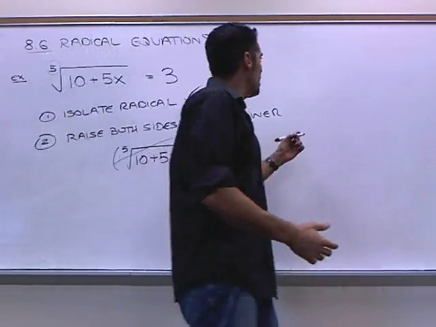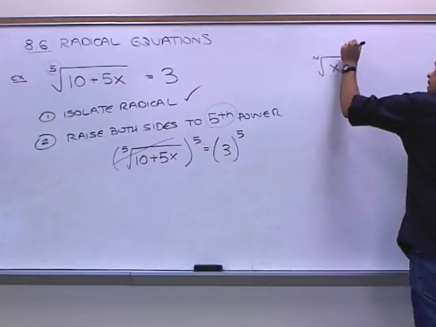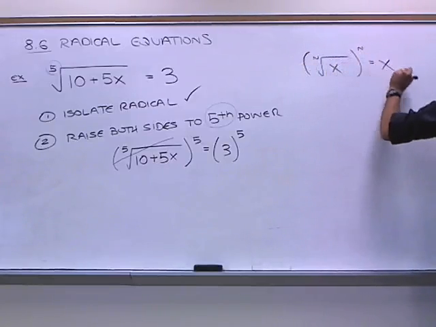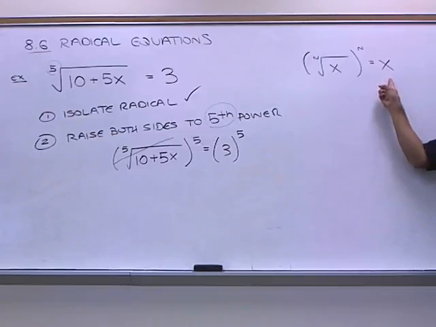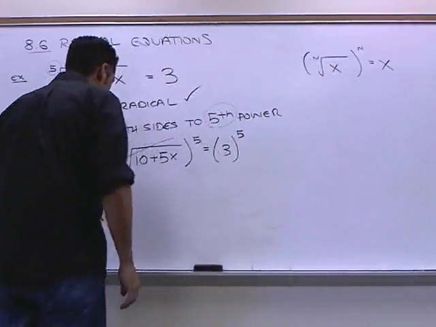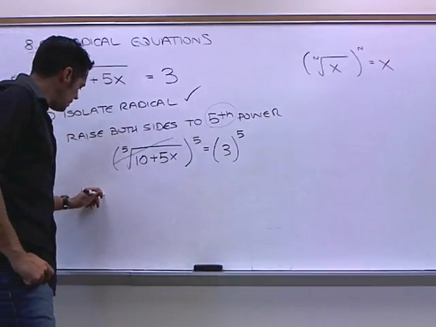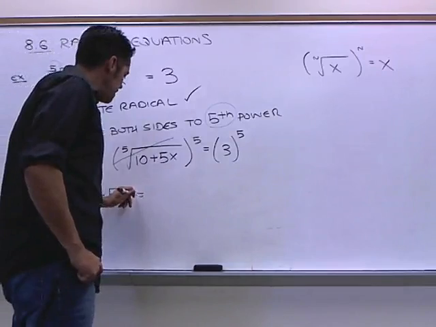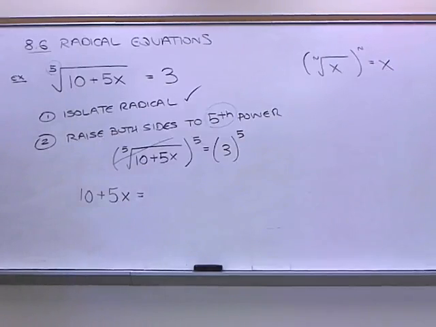And if you like things written out as little properties, basically what we're doing is this. The nth root of something to the nth power is the something. So if I take the fifth root of x to the fifth, it's just the x underneath. That's essentially what's happening here. So on the left side of the equation, what do we have? 10 plus 5x. And on the right side, 15? 3 times 3 times 3 times 3 times 3. 243.